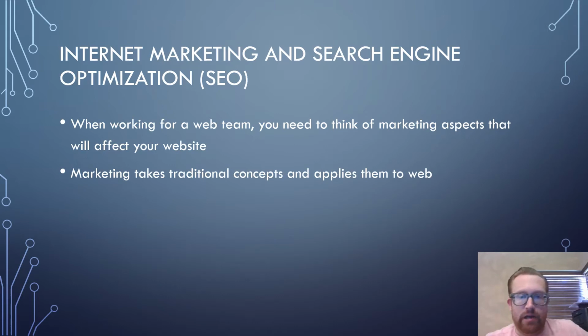So today we're going to be talking about internet marketing and search engine optimization, or SEO. It's not really long, but there's a lot involved with it. When you work for a web team, you need to think of marketing aspects that will affect your website. Remember, if you're building a website for a business, you are essentially marketing the company and the goods and services that the company is trying to sell. So you always need to keep that in mind, that your web page or website that you build for your company is a reflection of that company.